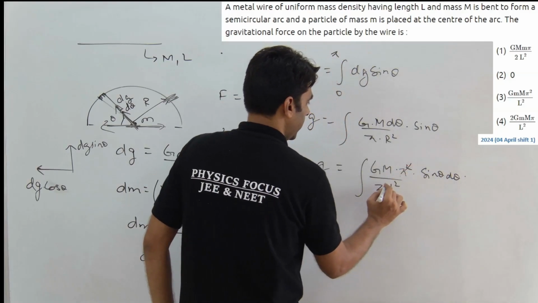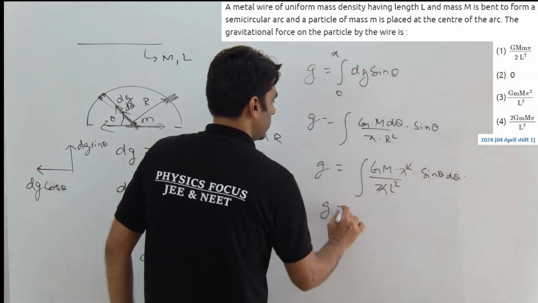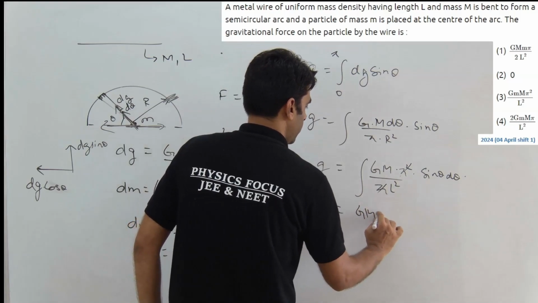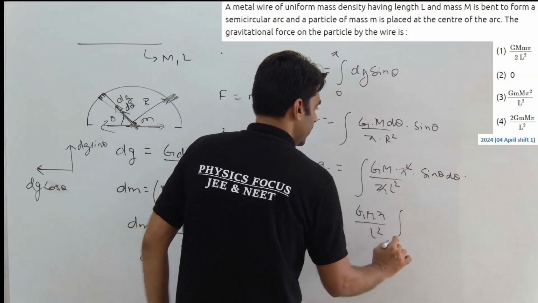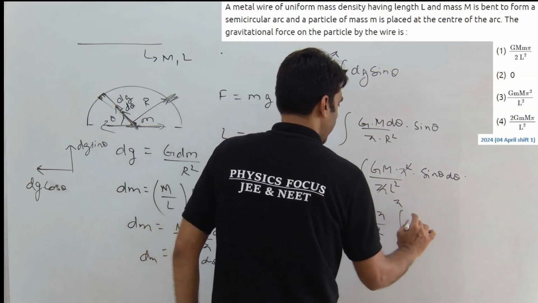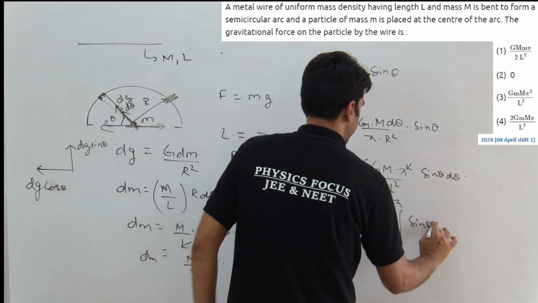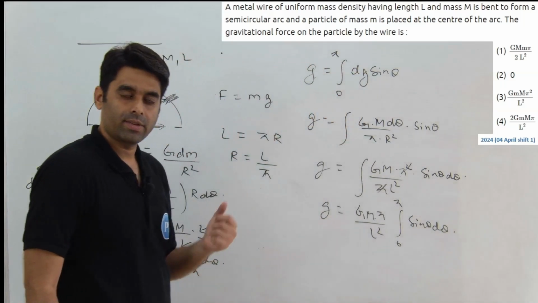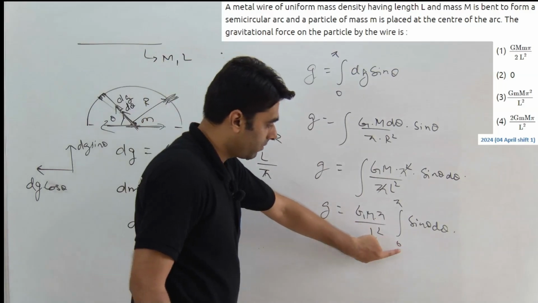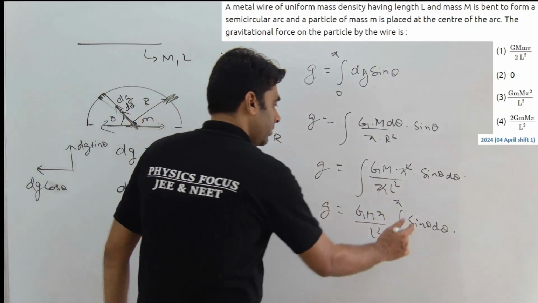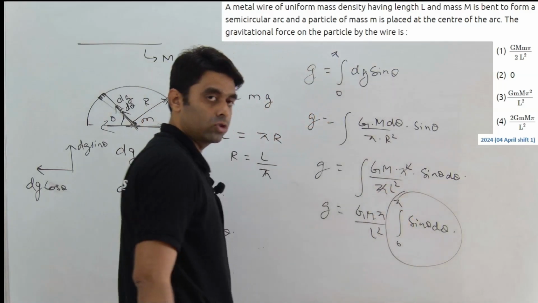Fine, pi cancels out. Let's take all the constants outside: G M pi by L squared, times the integral from 0 to pi of sine theta d theta. The integration of sine theta d theta will come out to minus cos theta, with limits from 0 to pi. Ultimately, you will get the answer as 2.